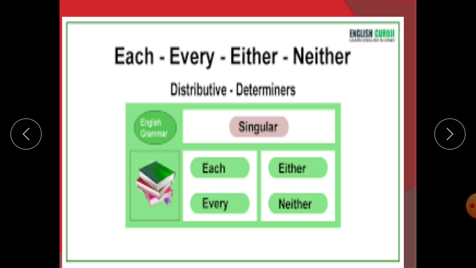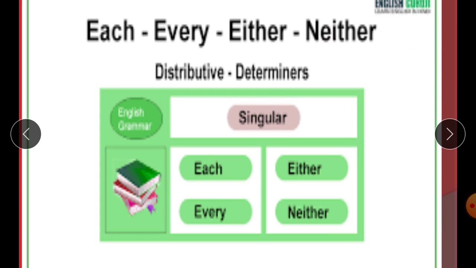Let's take a quick revision of each, every, either and neither. First of all we can take each and every. Each is used for two or more persons or things, that is definite, while every is used for more than two persons or things, that is indefinite. Let's take an example. Each boy must have his own book.